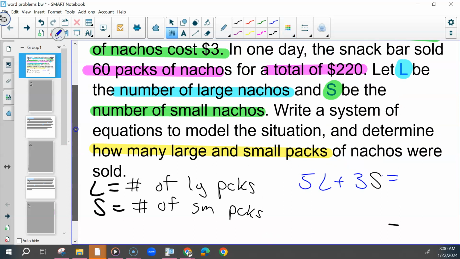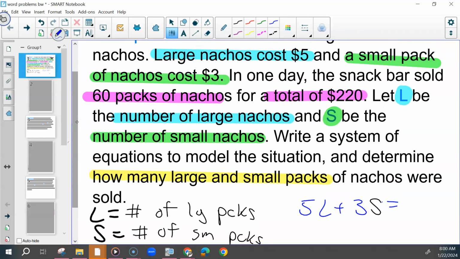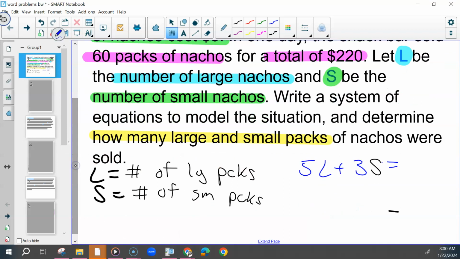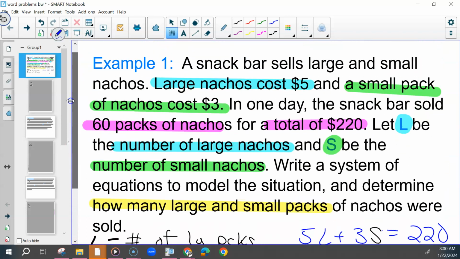So we have the cost of each pack of large nachos and the cost of each small. So the total of the 220. So where do you get 35 from? The 3 and the 5. Okay, it's 3S. I thought it was 3F. That's why I changed the color. So in this case, all of the money goes together. The total cost. All of that goes together.